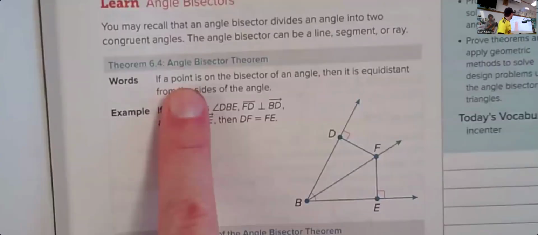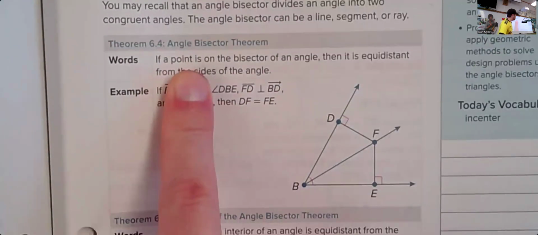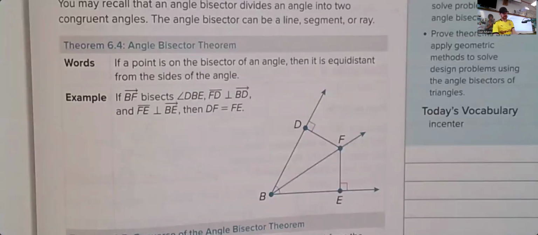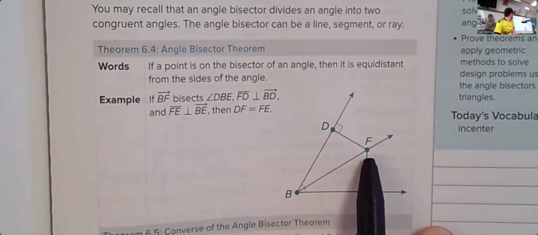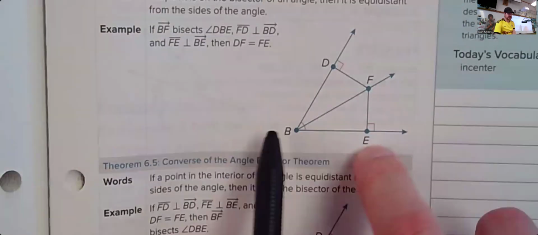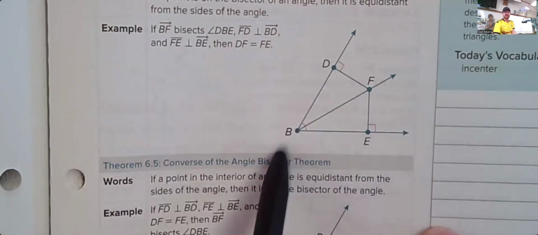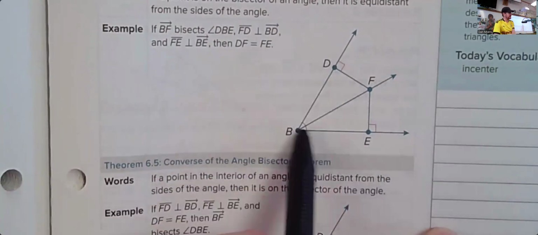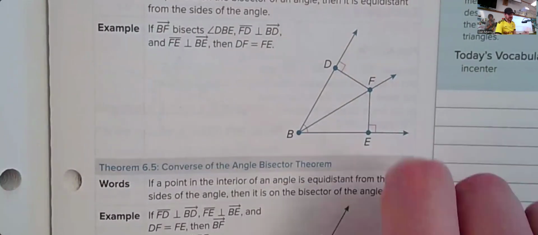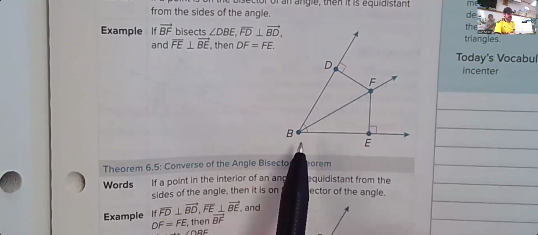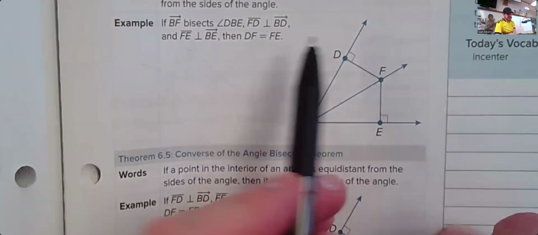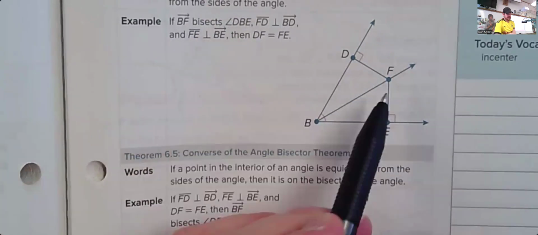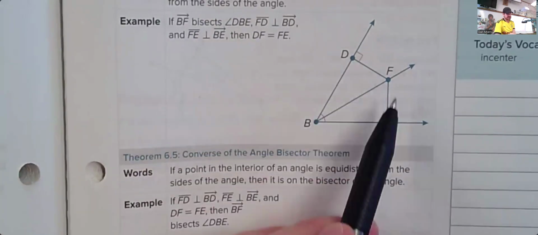So, the angle bisector theorem. This says if a point is on the angle bisector of an angle, for example, F, that point F is on the line that cuts this big angle in half, which means that F is on the angle bisector of angle DBE. So if this point right here is on the angle bisector, then it is equidistant, same distance, from the sides of the angle. So that means that from F to D is the same distance as from F to E.